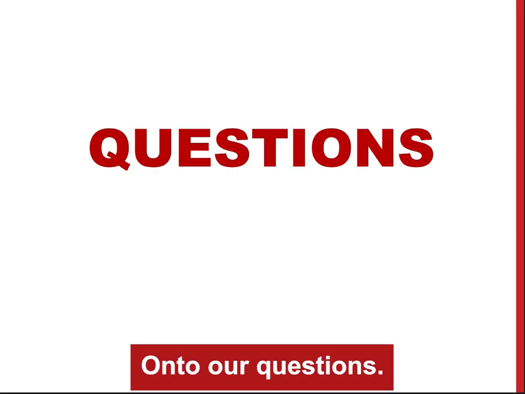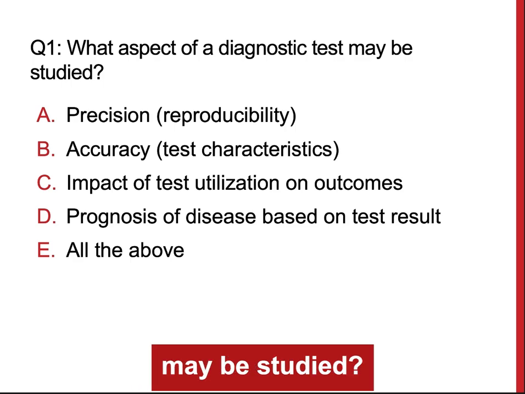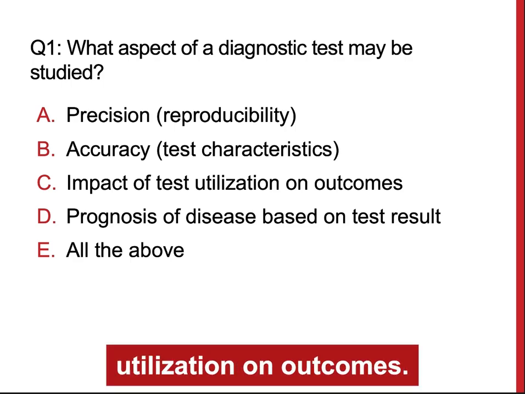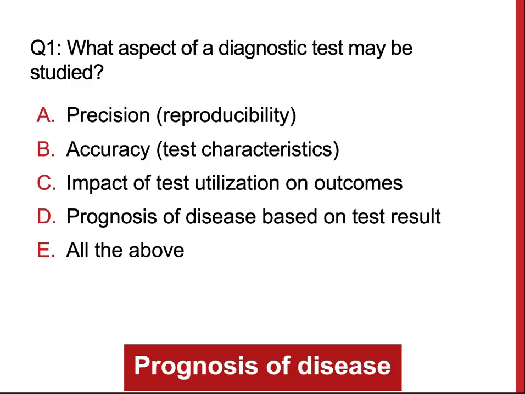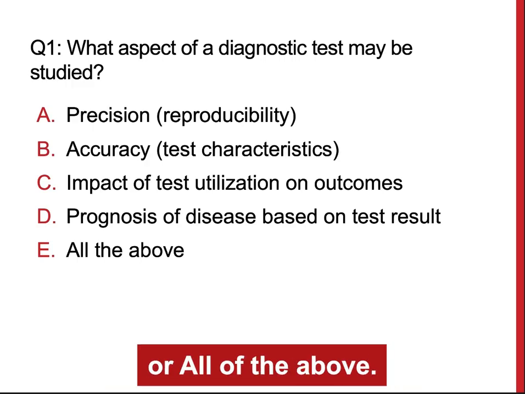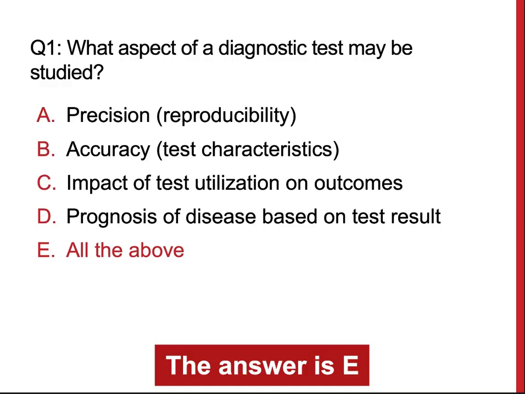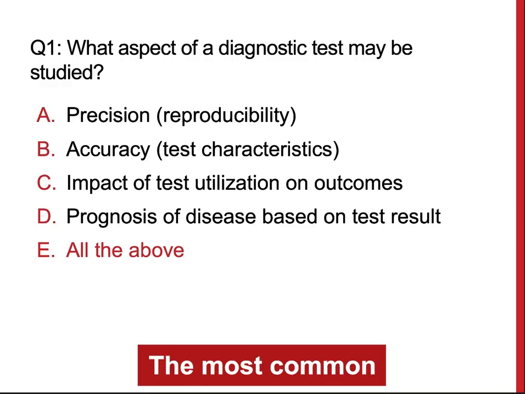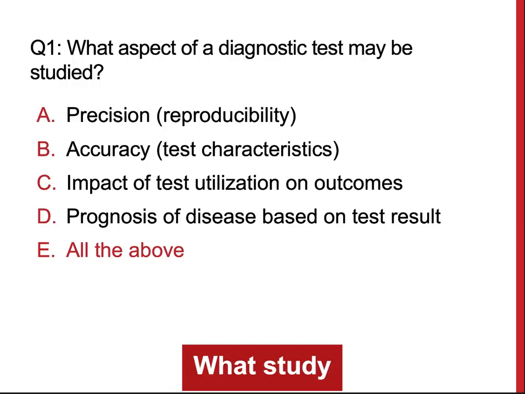On to our questions. What aspect of a diagnostic test may be studied? Precision, accuracy, impact of test utilization on outcomes, prognosis of disease based on test result, or all of the above? The answer is E, all of the above. Many aspects of the diagnostic test can be studied. The most common is diagnostic test accuracy.